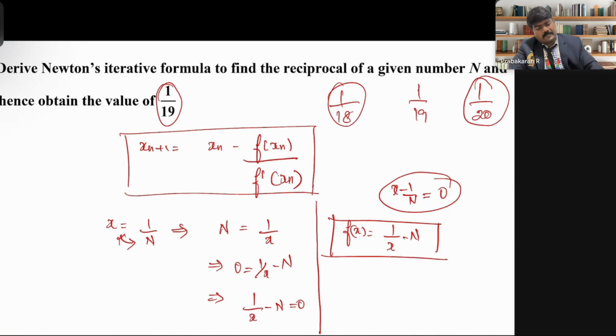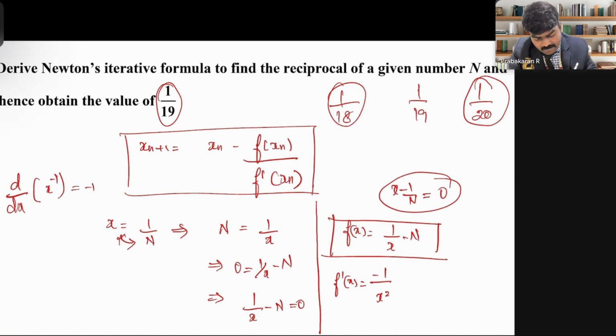This is the general equation for finding the reciprocal of any number. From this, f dash of x: differentiation of 1 by x. Just look at the left of the screen, 1 by x can be represented as x power minus 1. Differentiation of x power n is n times x power n minus 1, so minus 1 times x power minus 2, which gives us minus 1 by x square.